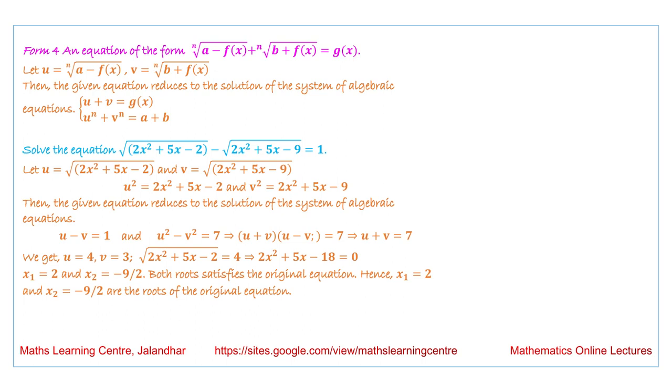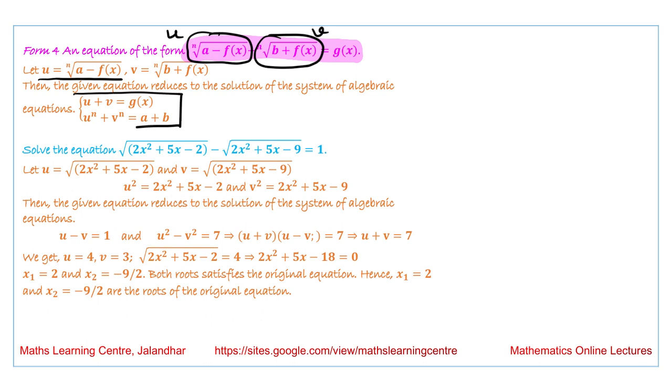Next, if the equation is of the form nth root of a minus fx plus nth root of b plus fx is equal to gx, then we substitute u for this term and v for this term, and the given equation can be written in the form u plus v is equal to gx, and u raised to the power n plus v raised to the power n is equal to a plus b. So we are talking about the sum of these two values.